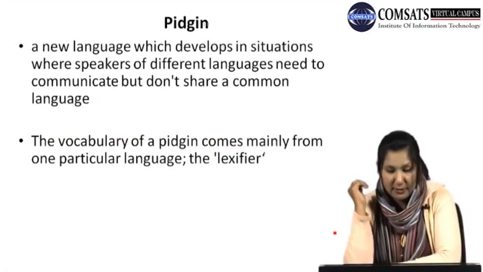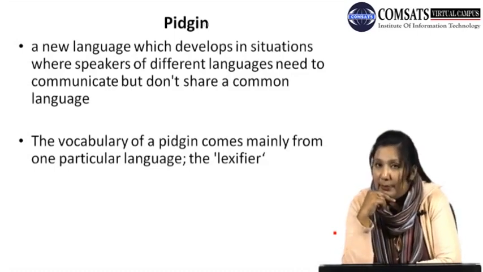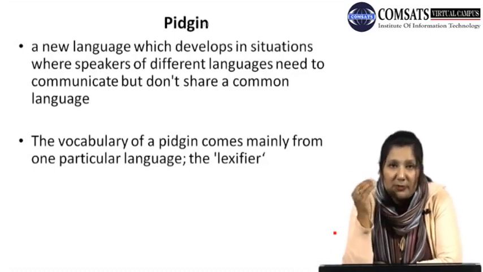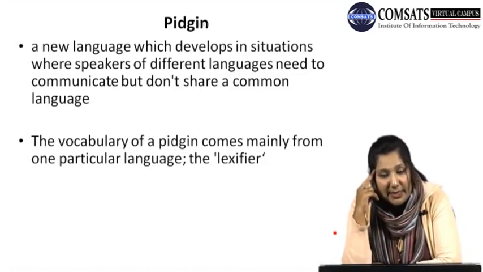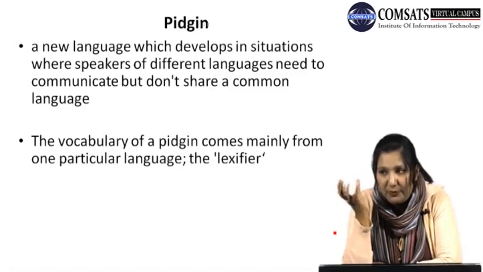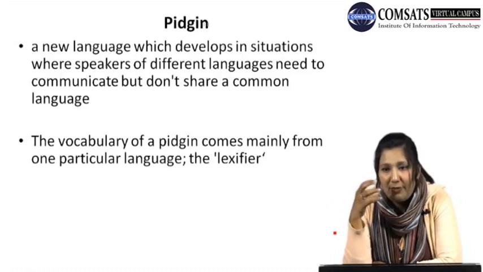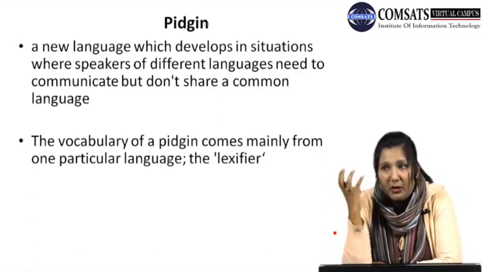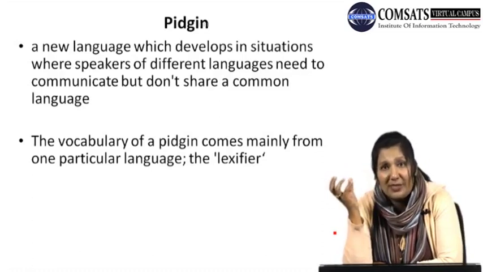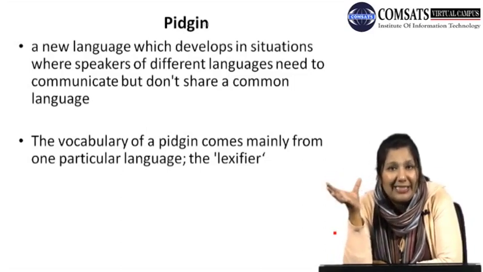It's a new language. We develop in situations where speakers of different languages need to communicate, but they don't share a common language. So it is very evident from this definition what a pidgin is. It's a new language where there are different speakers, and most of the speakers have their own languages. They don't know how to make contact with each other.